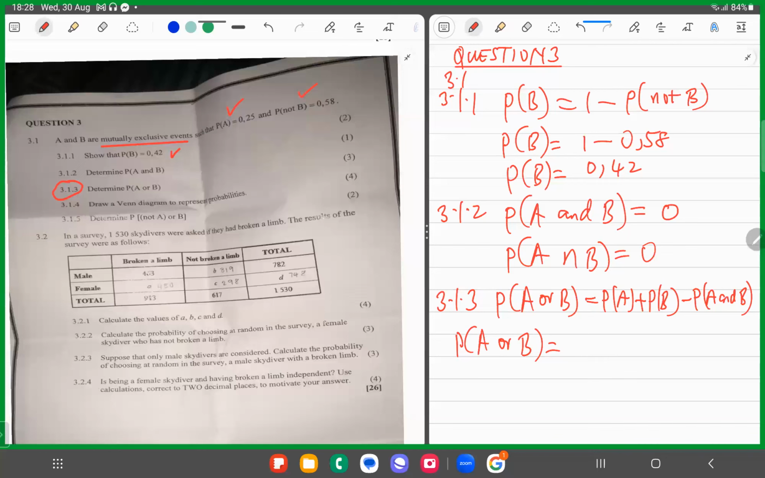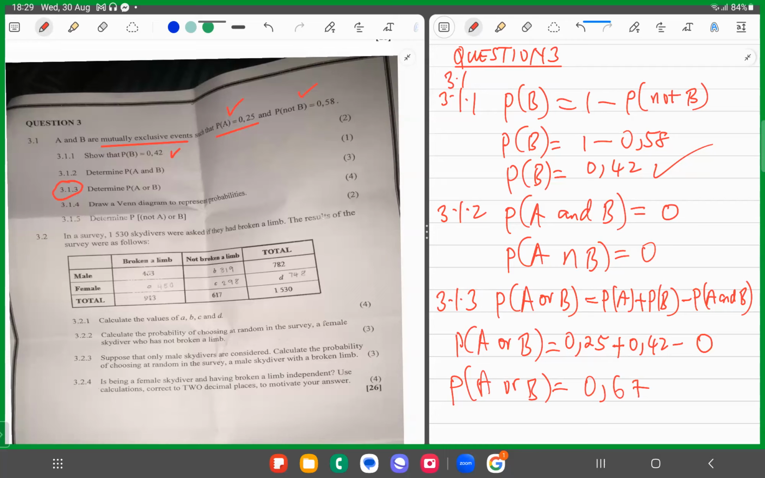This formula is normally at the back of the exam paper. That's part of the formula sheet. Now, the probability of A is there in the question. What is the probability of A? It's 0.25. So the probability of A is 0.25 plus the probability of B, which we've already got as 0.42. The probability of A and B, these events are mutually exclusive, so the probability is 0. And therefore the probability of A or B is the summation. What is the summation? 0.25 plus 0.42 is actually 0.67. So the probability of A or B is 0.67.